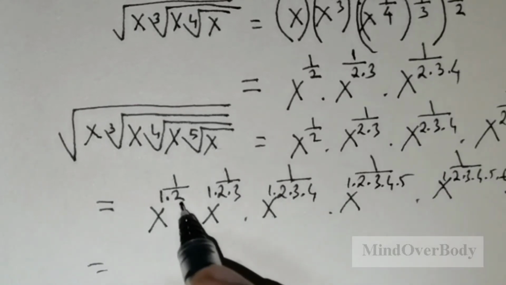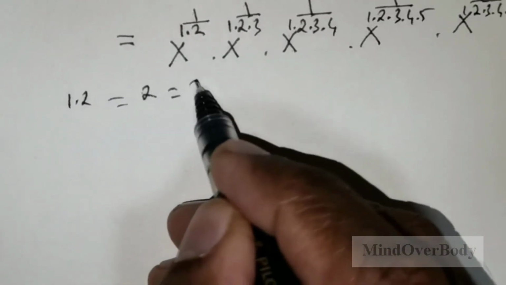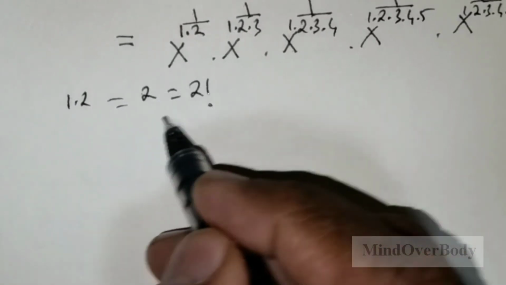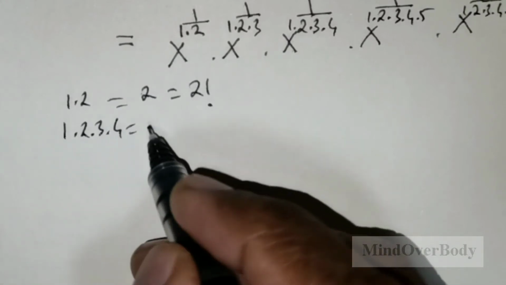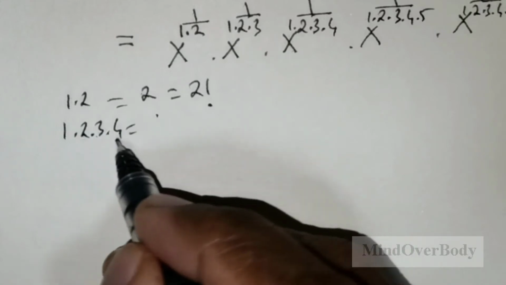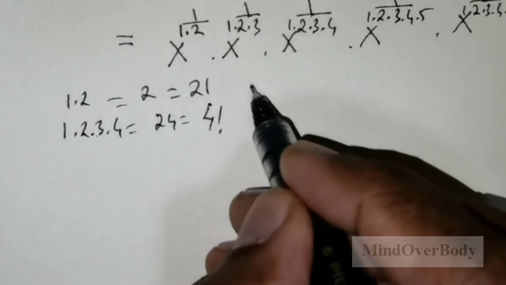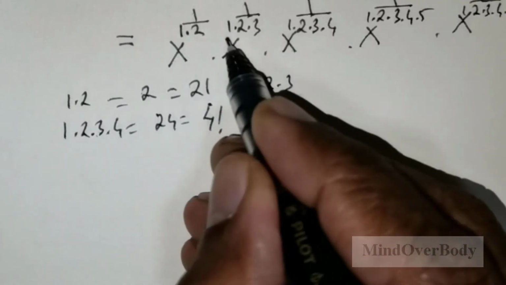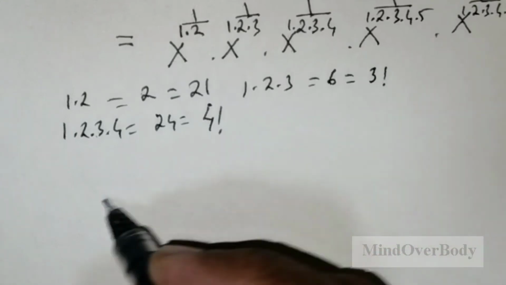Now 1 times 2. What is 1 times 2? It's going to be 2. 2 is also written as 2 factorial. Now what is 1 times 2 times 3 times 4? It's going to be 4 times 3, 3 times 2, which is 24. What is 24? 24 is nothing but 4 factorial. The same thing can be said about 1 times 2 times 3. What is that? 6. And what is 6? 6 is nothing but 3 factorial.